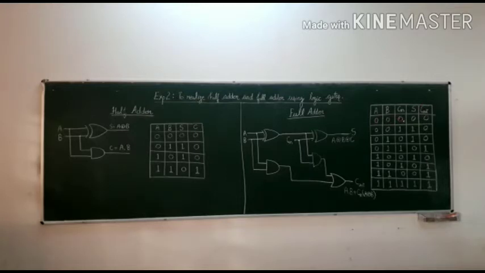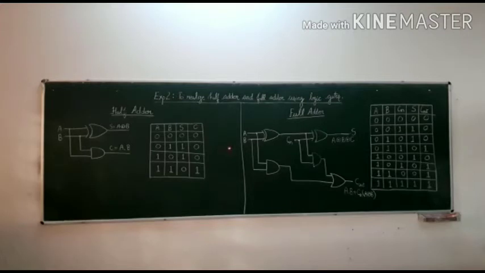So for 0, 0 and 0, sum is 0 and carry out is 0. For A 0, B 0 and carry in is 1, sum is 1 and carry out is 0. Similarly, at the end of this truth table, we have A is 1, B is 1 and carry in is 1. When all the 3 inputs are 1, sum will be 1 and carry will also be 1. So this is the brief introduction about the half adder and full adder.